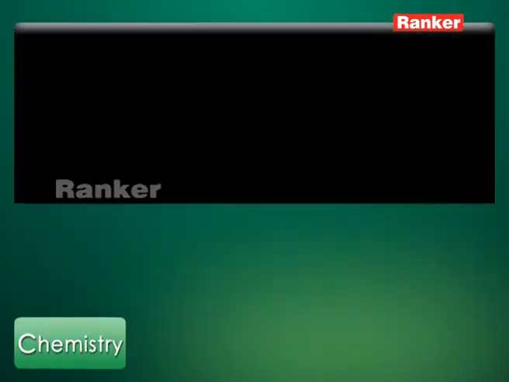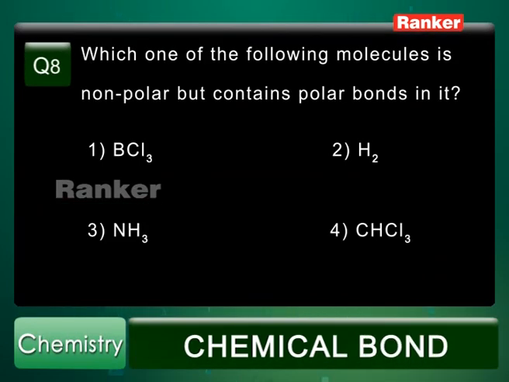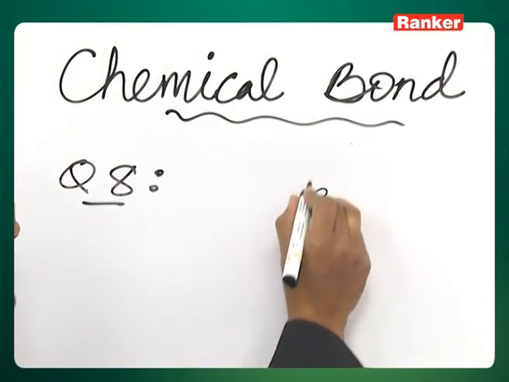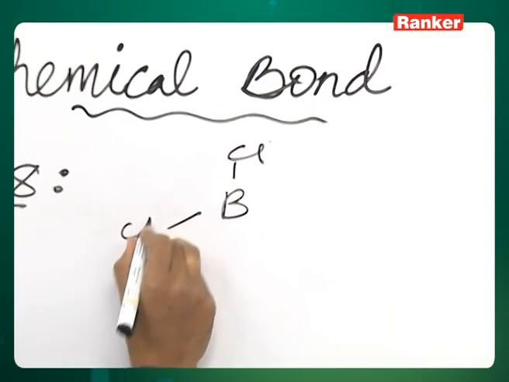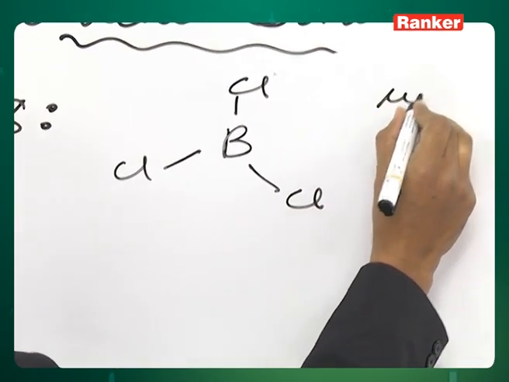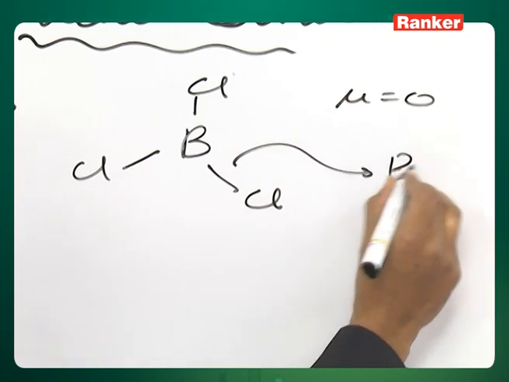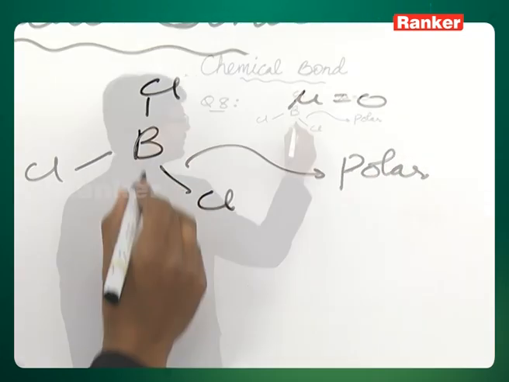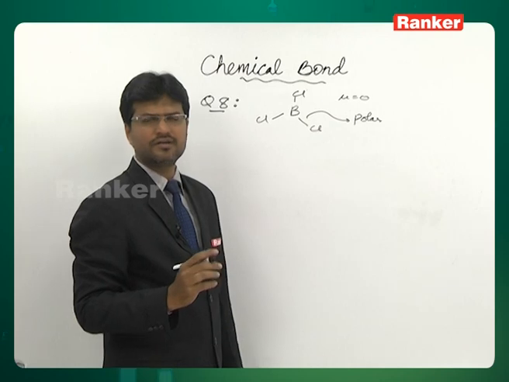Question number 8. Which one of the following molecules is non-polar but contains polar bonds in it? Look. BCl3, due to plane triangular shape, has mu equals 0, but the bond is polar. The BCl bond is polar because of the difference in electronegativity of boron and chlorine.